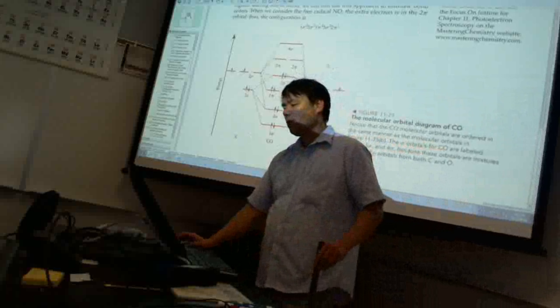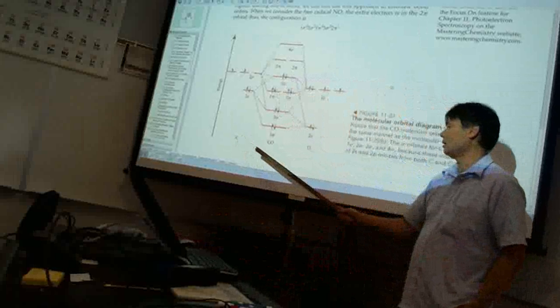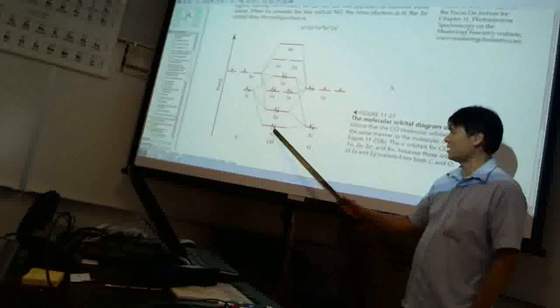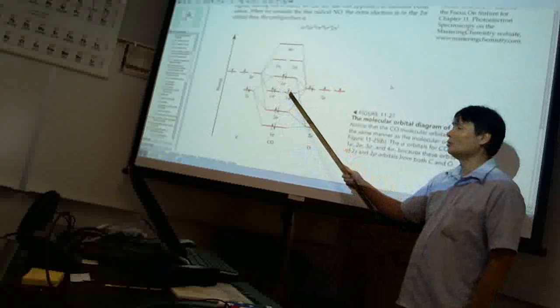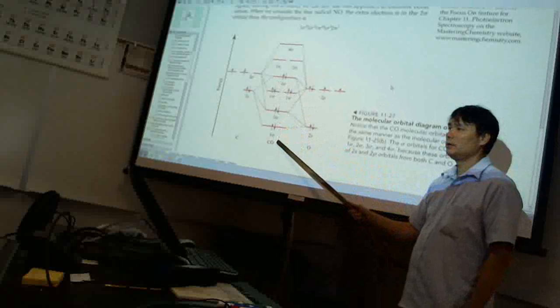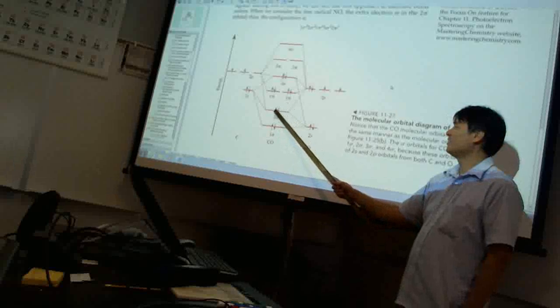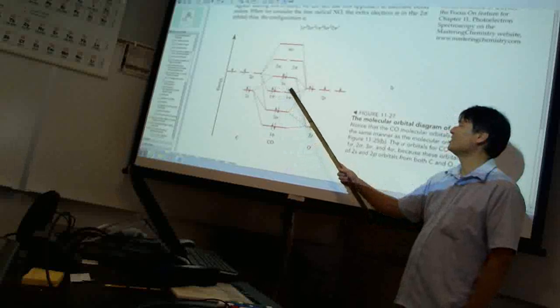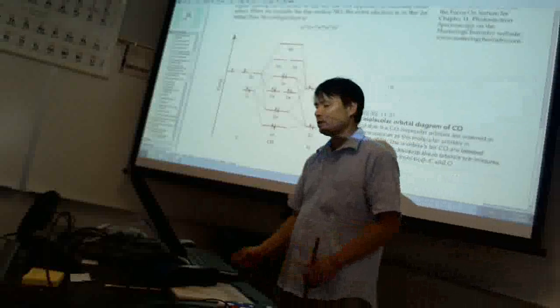There's more mixing going on here than what we showed. Well, anyway, carbon monoxide has 10 electrons: 4 from carbon, 6 from oxygen. That gives us 10 electrons. Carbon monoxide should be diamagnetic, and if the antibonding cancel the bonding, the bond order is 3. 3 pairs of electron density.